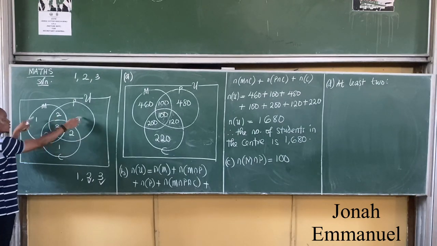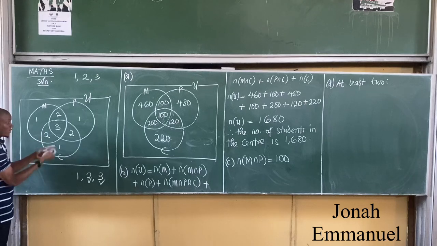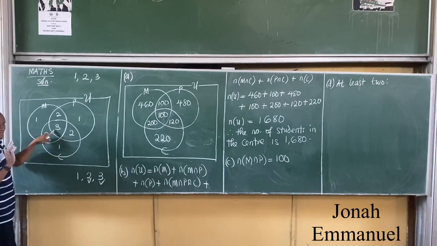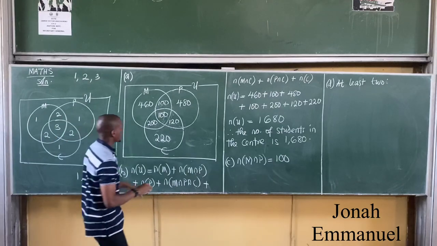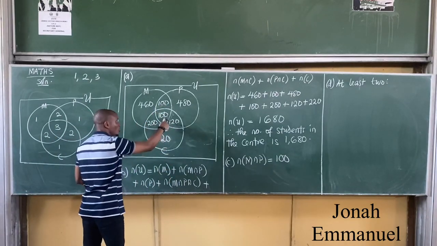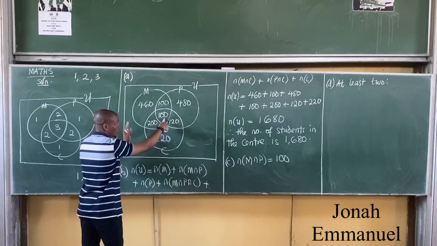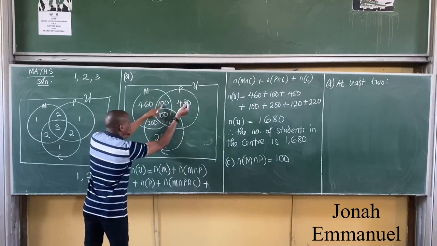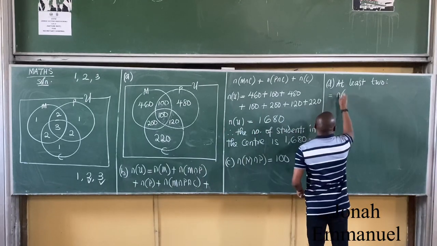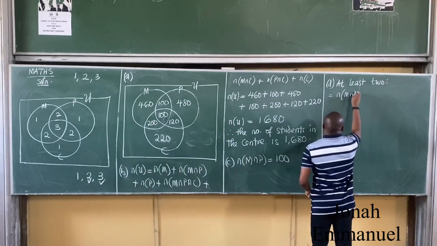1, 2, 3, and 4. I will pick one, because the list there was two. So I'll pick those things that have 2 and 3. That's the concept. So for at least two, I'm picking just here, here, here, and here. Put them in segmentation. Here is the intersection of M and P. It becomes equal to the total number of M intersection P.